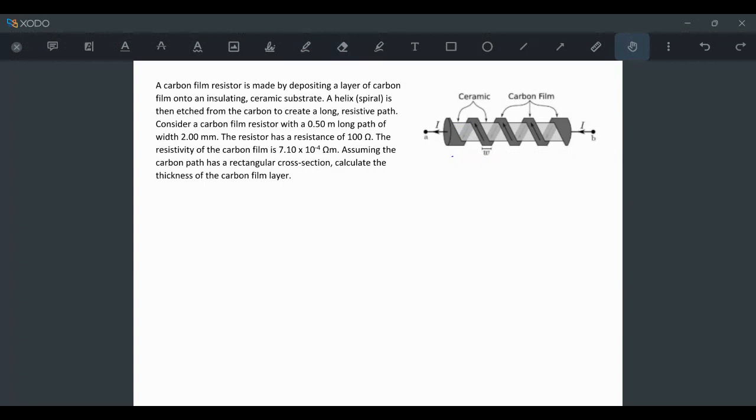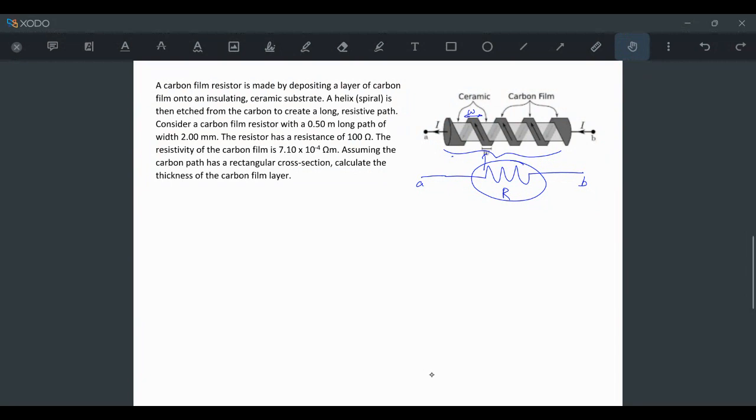So we're told to consider a carbon film resistor. It's a 1/2 meter long path, and it ends up this width right here. I guess it's labeled down here as well. That ends up being 2 millimeters. We're told the total resistance for this resistor, so this whole resistor here, you can imagine it from A to B. This is the resistance R, and this resistor is modeling this whole thing right here. That resistor has a resistance of 100 ohms. We're told what the resistivity of the carbon film is, and we're asked to find, if this path has a rectangular cross-section, calculate the thickness of the carbon layer.